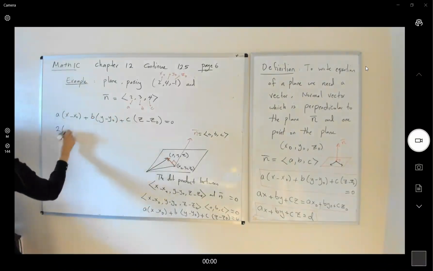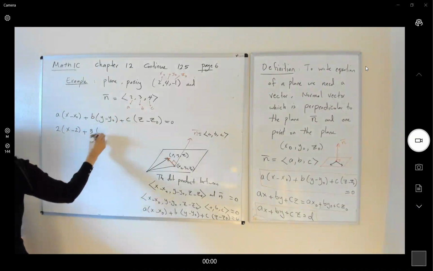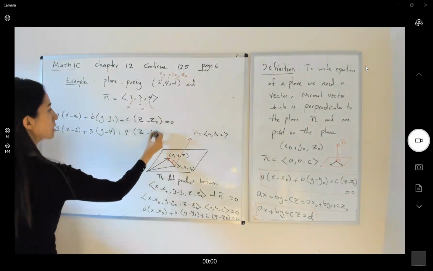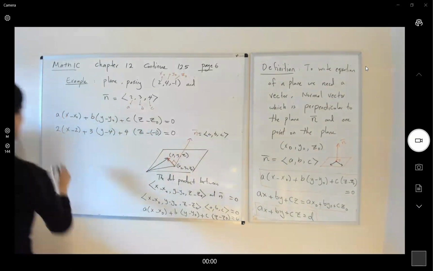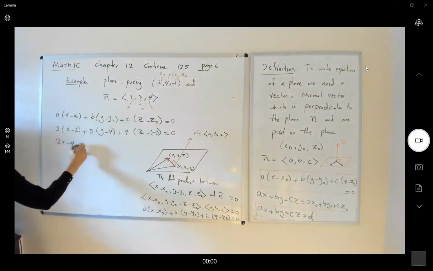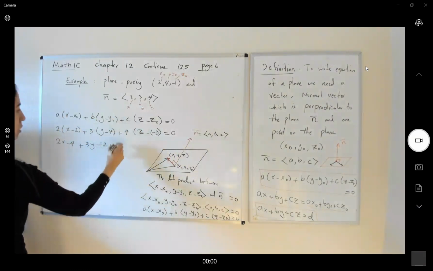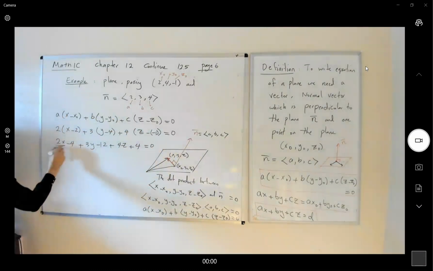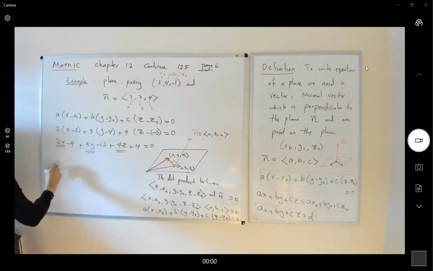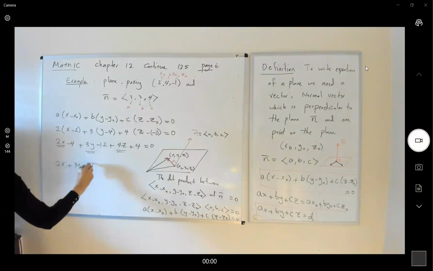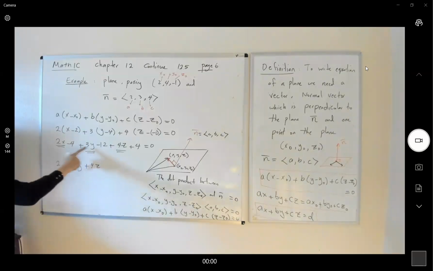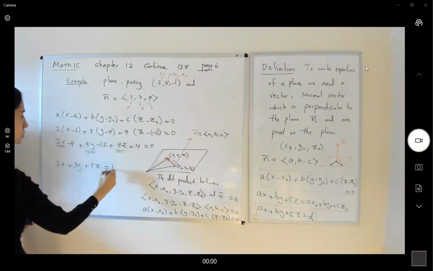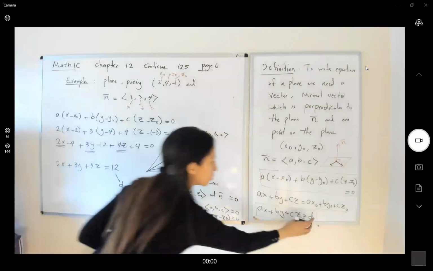So here you have 2 times (x minus 2) plus 3 times (y minus 4) plus 4 times (z minus negative 1) equal to 0. So you get 2x minus 4 plus 3y minus 12 plus 4z plus 4 equal to 0. So you have 2x, 3y, 4z, and negative 4, negative 12, plus 4, which is negative 12. Moving it over, you get 12 on the right. This is the D that I wrote down here.